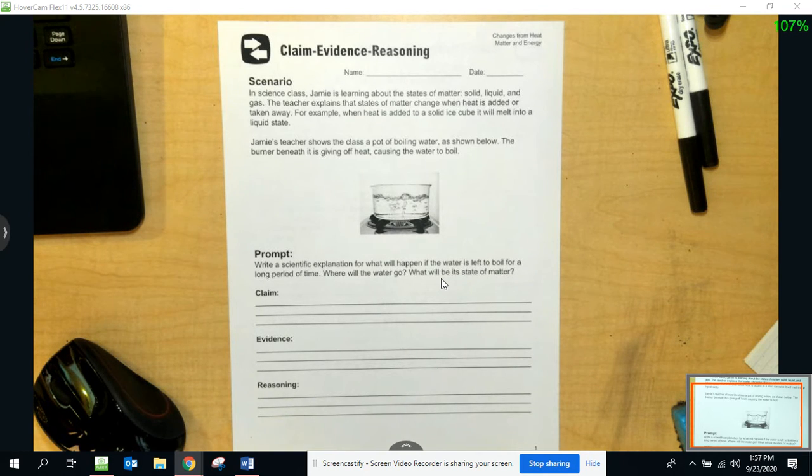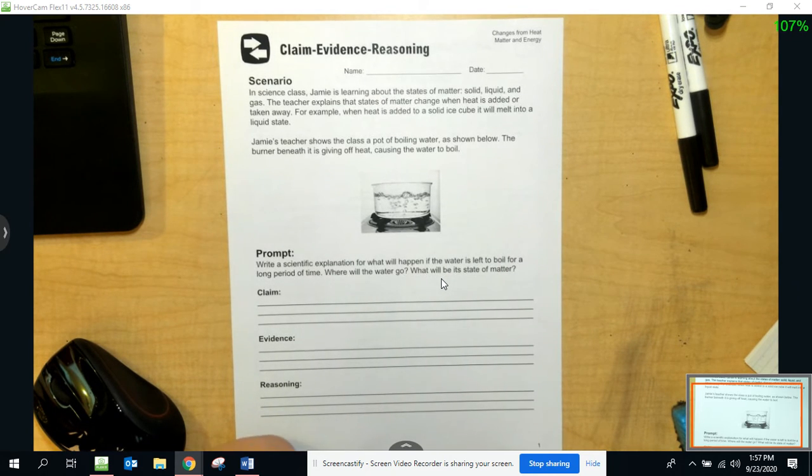Okay. So, for the claim, we're going to make an accurate and complete claim. So, you're telling me that if the water is boiling, what's going to happen? Bella? What happens to the water as it boils? Ashton? It turns into gas. It's turning into a gas. Cool. Okay, it's turning into a gas.